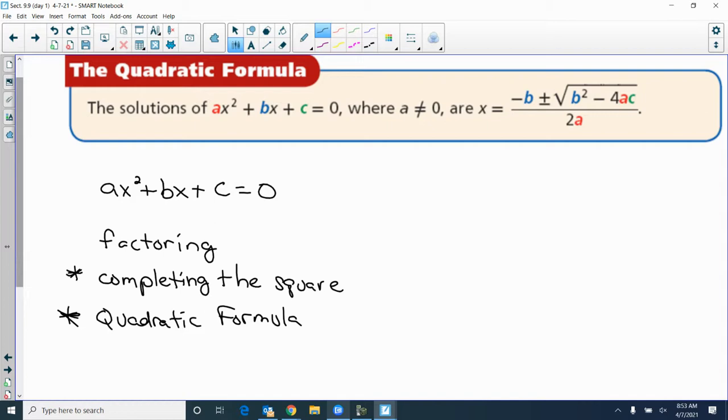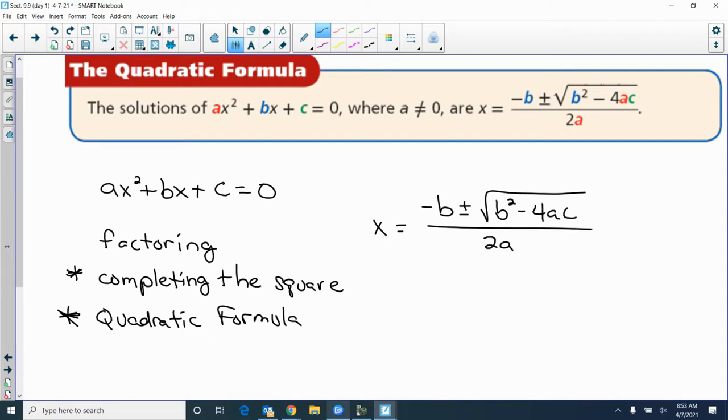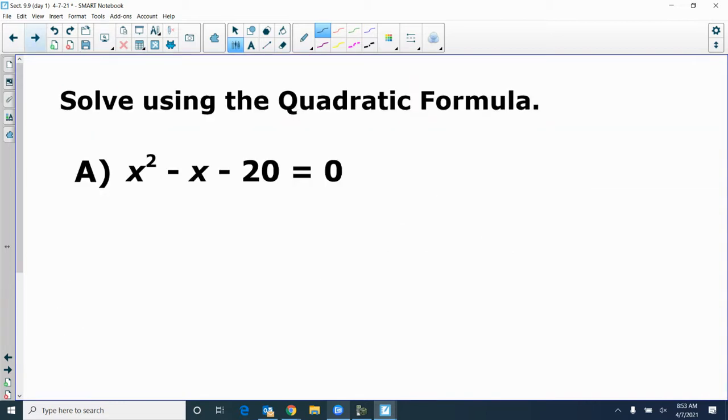So this is our formula. It says x equals, I like to say the opposite of b, so negative b, plus or minus the square root of b squared minus 4ac, over 2a. The a, the b, and the c are the numbers in front of the x squared, the x, and the constant, just like we always have. That doesn't change. This is different than completing the square, where you'd move the 20 over. We don't want to do that for this one. We want to set it equal to 0.